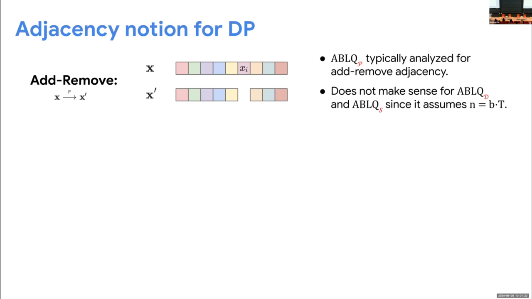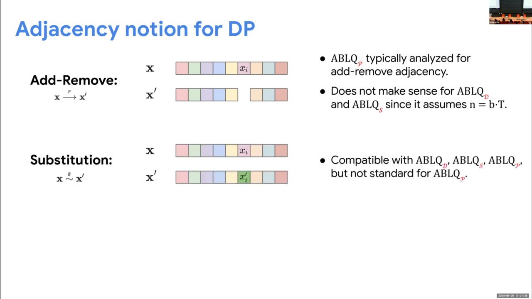But this adjacency does not make sense for deterministic or shuffle, because you require that the number of examples is batch size times number of steps. So it's not compatible. It just does not make sense. So an alternative is to consider substitution, where you say two data sets are adjacent if you can get one from the other by replacing an example. So this is compatible with everything, but this is not the standard analysis for Poisson subsampling.